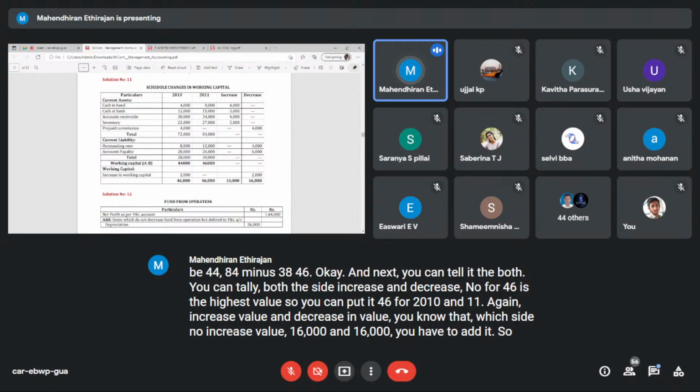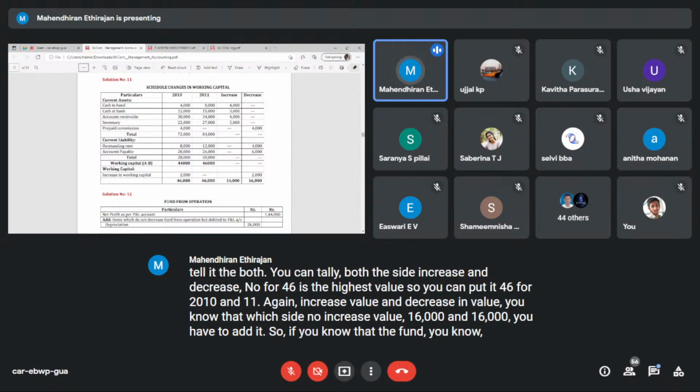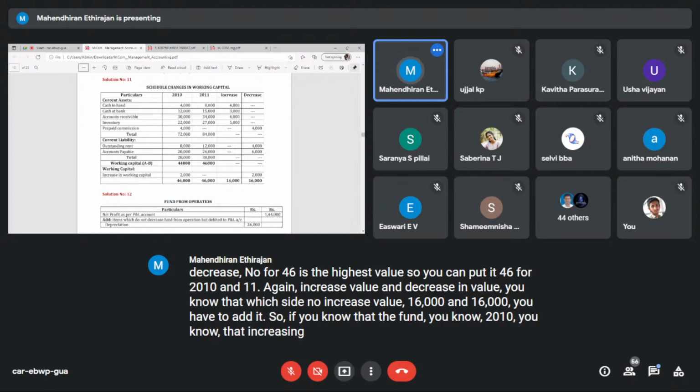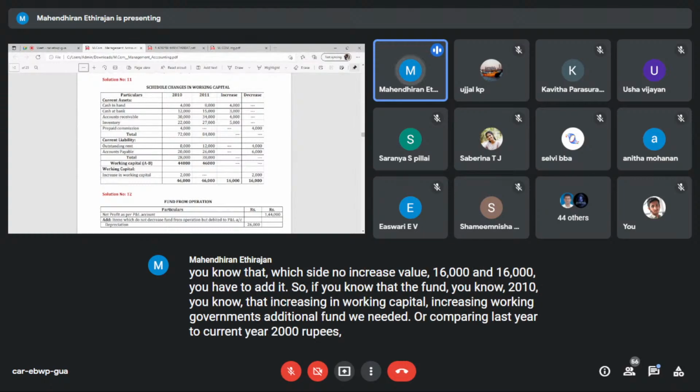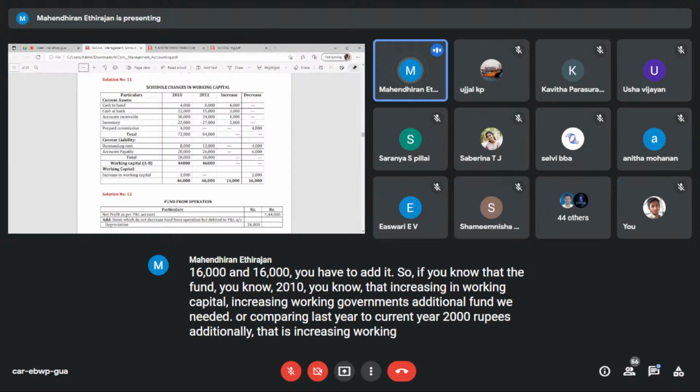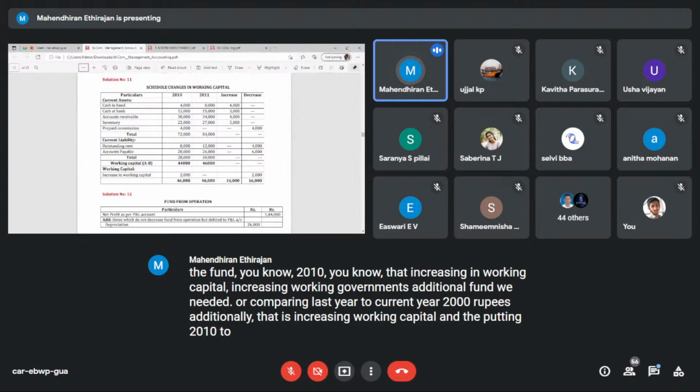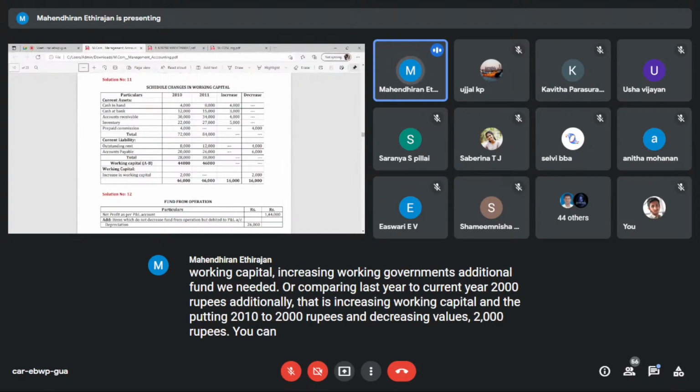So you know that for 2010 there is an increase in working capital. An increase in working capital means additional funds we need, comparing last year to the current year. 2,000 rupees additionally, that is the increase in working capital, and putting 2,000 rupees for 2010, and the decrease value is 2,000 rupees. You can put 2,000 rupees. Okay, the difference value you have to tally.